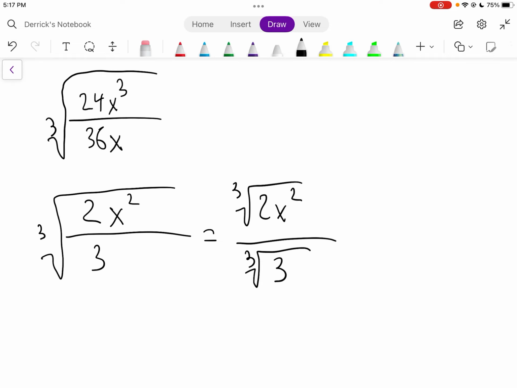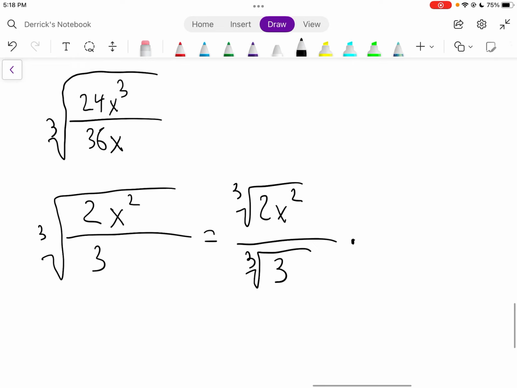The problem is, we know we have this rule that says we are not allowed to have a radical left over in the denominator. So we actually need to take some extra time here to take care of that third root. We need to get that third root out of our denominator. The only way we have to do that is to rationalize the denominator, meaning we are going to multiply by something to get that third root gone.